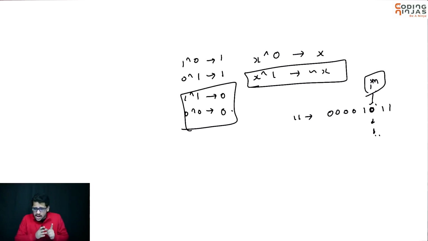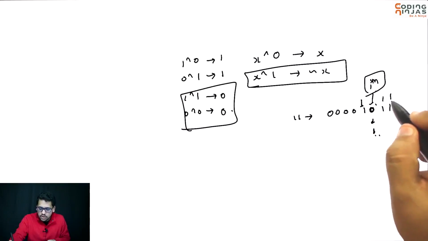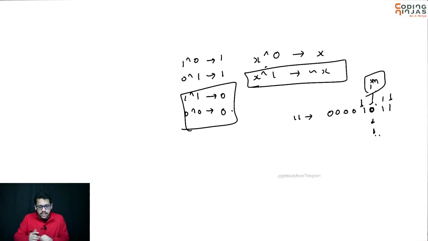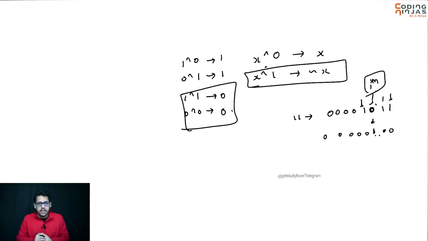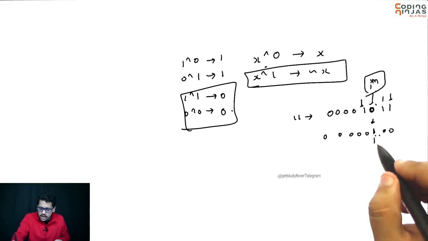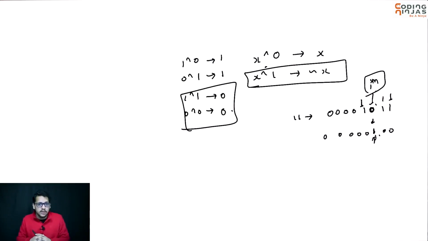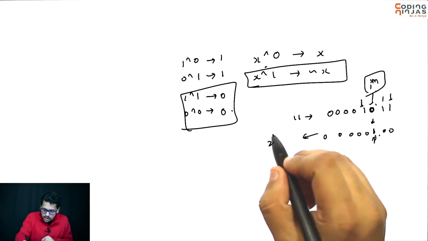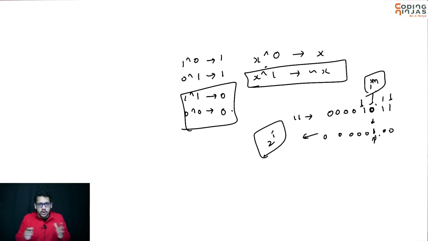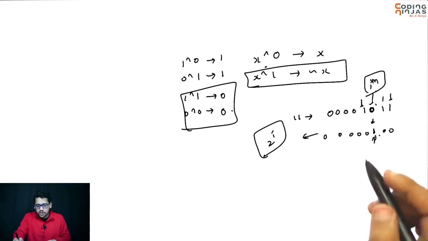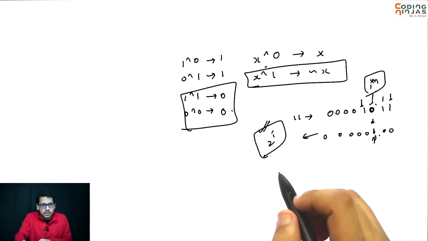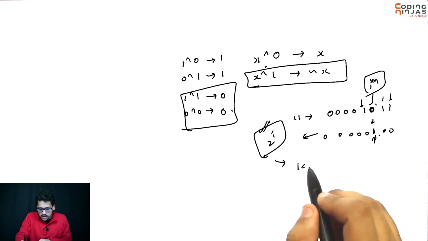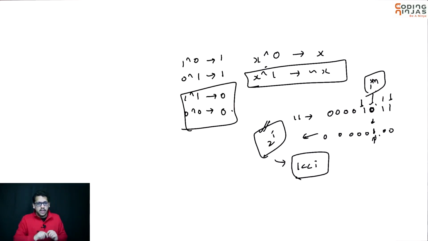I want it like this, and I also want the rest of them to remain unchanged. Whatever is here should remain unchanged, and you know that x XOR 0 is x. So I want 0 at all other places, and only the ith bit should be 1. And we know how to get this number. This number will be 2 power i. Rest all places should be 0 and the ith bit should be 1. That number is actually 2 power i. 2 power i can also be represented as 1 left shift i. We had discussed this earlier as well.